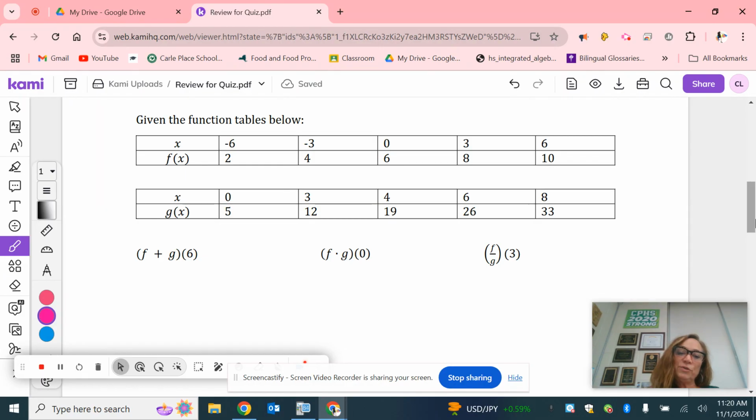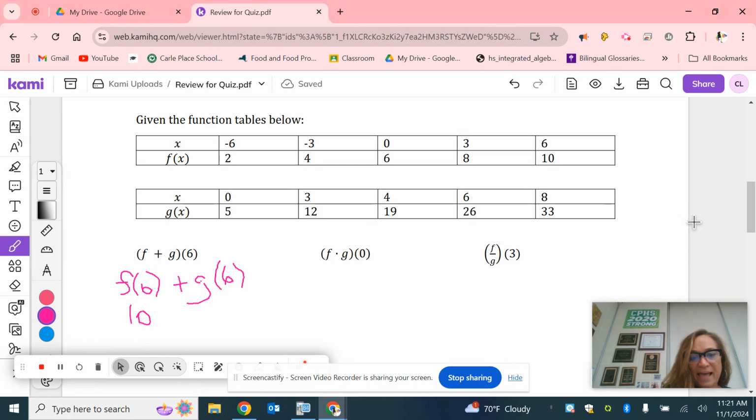Okay, so this is reading a table. Basically, you'll be given two tables and you have to evaluate. So the first one says f of 6 plus g of 6. So I go to my table and I find when f is 6, and that gives me an answer of 10. I go to my other table and I find when x is 6, and that gives me an answer of 26. And then the operation is to add.